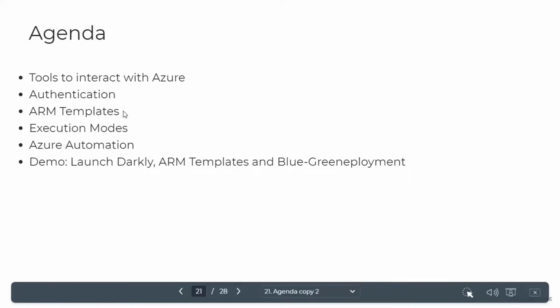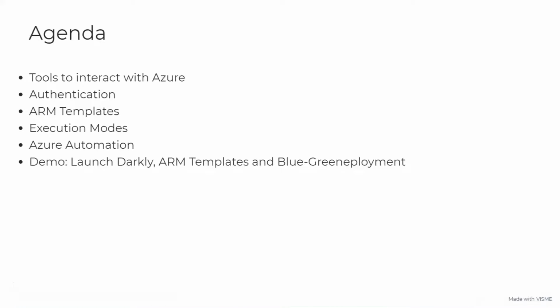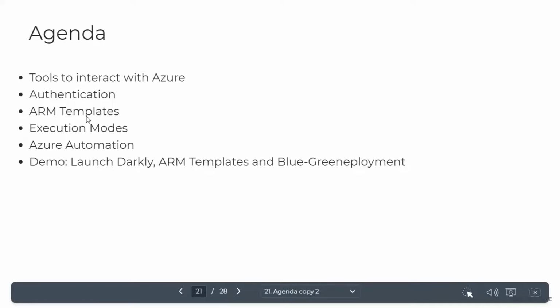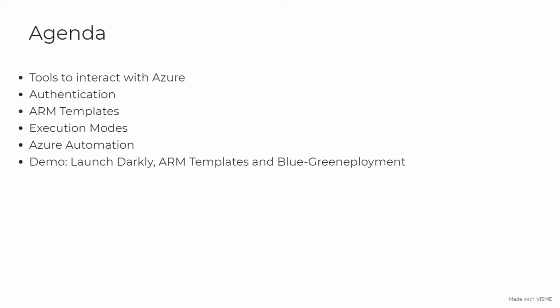And then the ARM templates, how we can automate the resources. This is the JSON template, so how to structure our desired state in the JSON file, and what are all the formats we have to follow. And when we are executing the ARM templates, there are three modes of execution, and what is the difference between each mode.